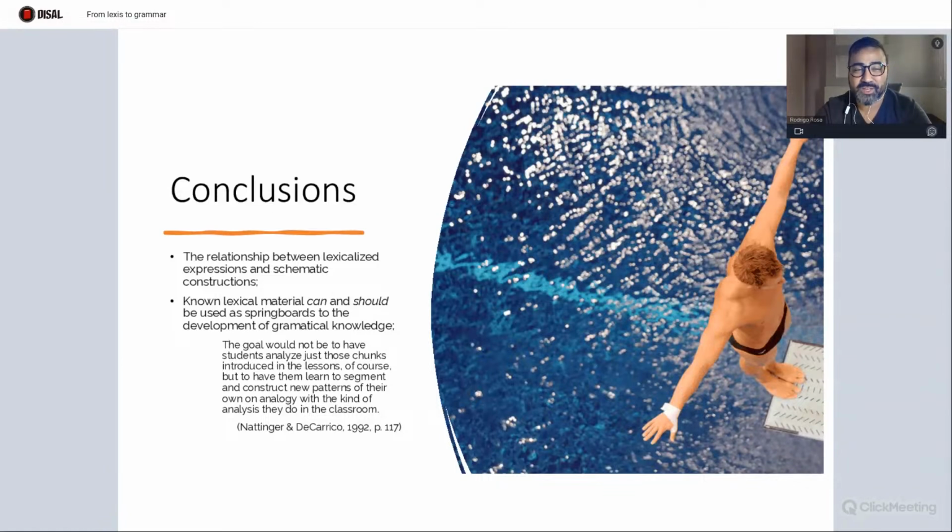a quotation from a seminal paper by Nottinger and DiCarico, in which they say, The goal would not be to have students analyze just those chunks introduced in the lessons, of course, but to have them learn to segment and construct new patterns of their own on analogy with the kind of analysis they do in the classroom. So this means learner training and learner autonomy. We do it in the classroom and they do it after on their own.